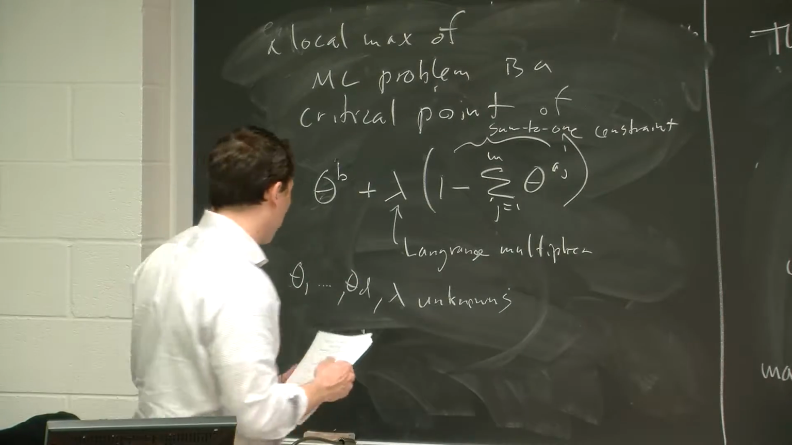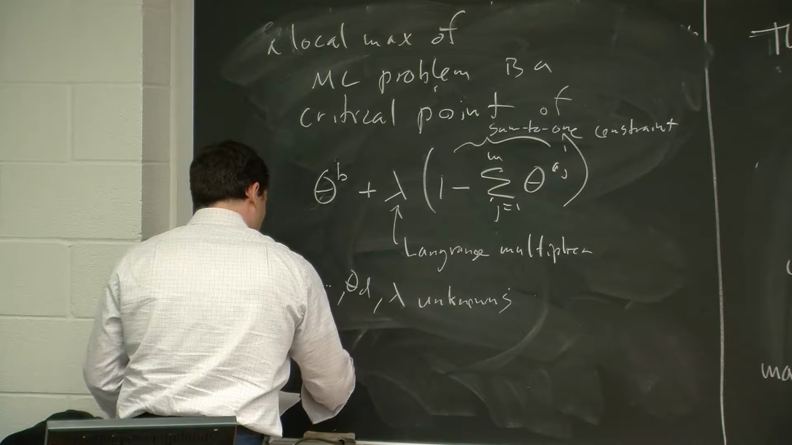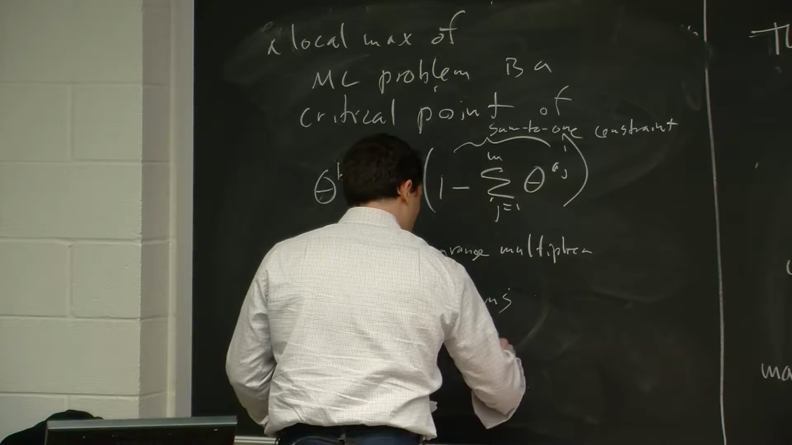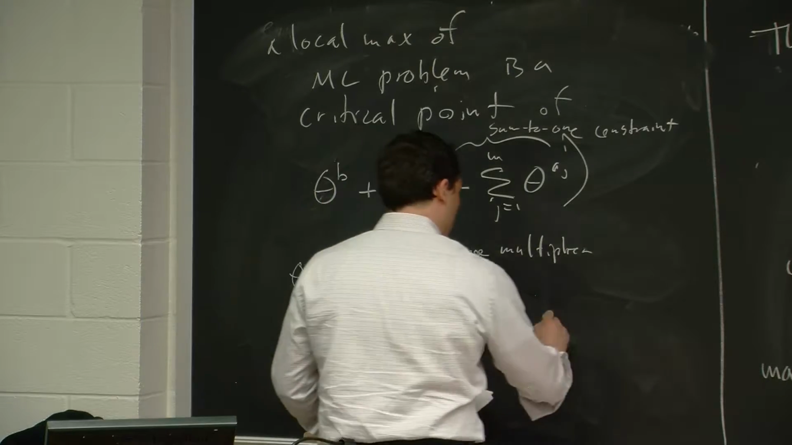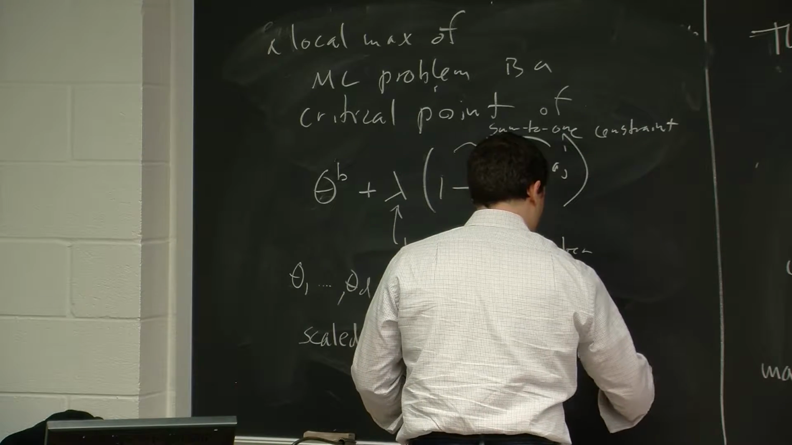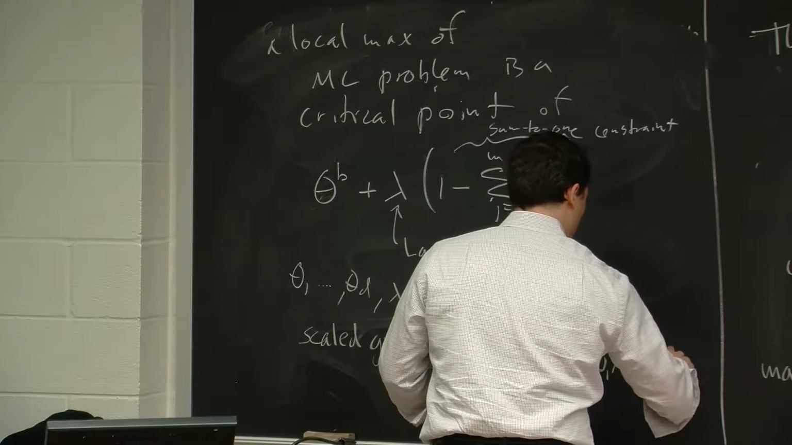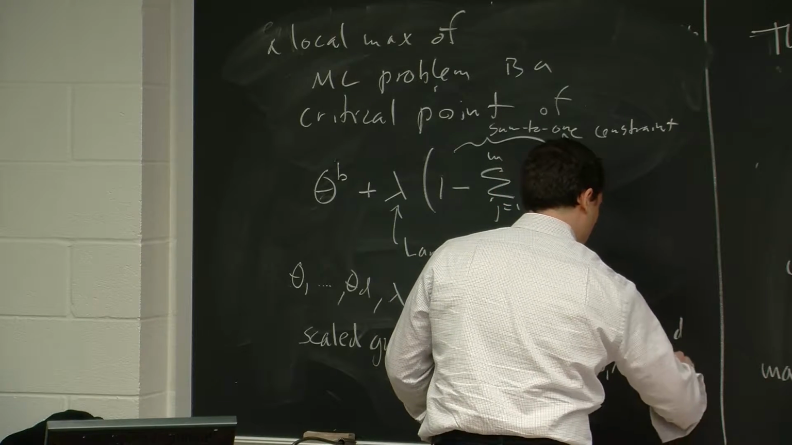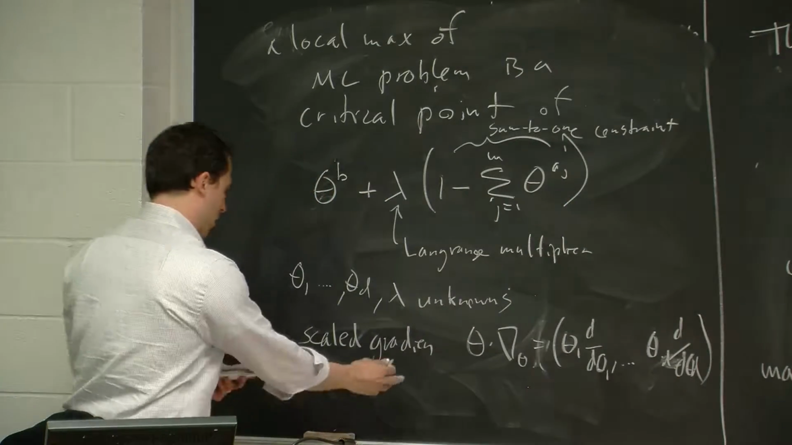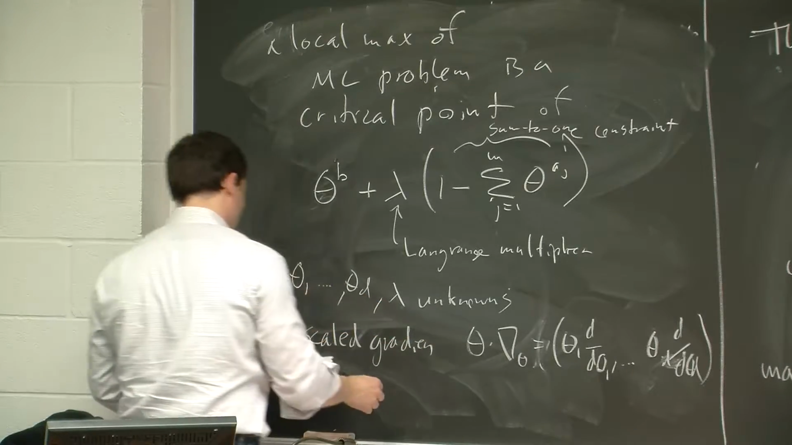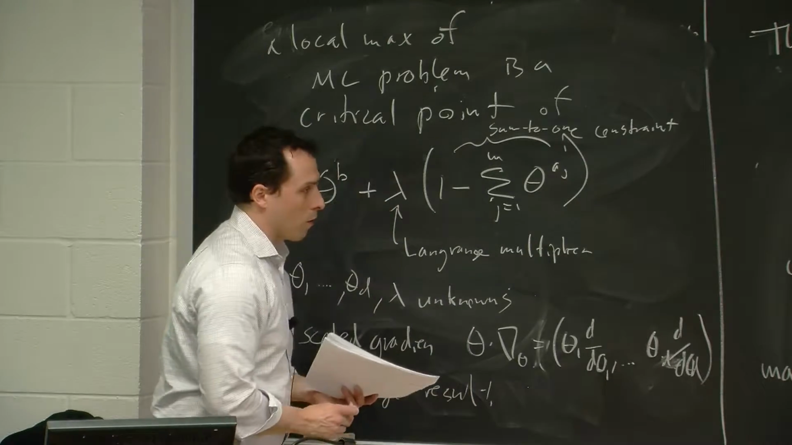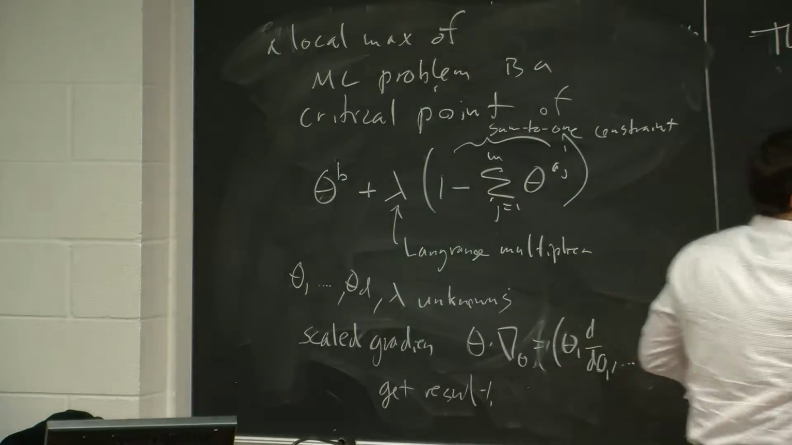So there's some calculations that you can do, which I won't go over the detail of, but the idea is you take a scaled gradient, theta 1 d theta 1 up to theta m d theta d, and consider the critical points of the scaled gradient of this, and you get the result. Okay, so that, anyway, it's just the idea of why that's true.